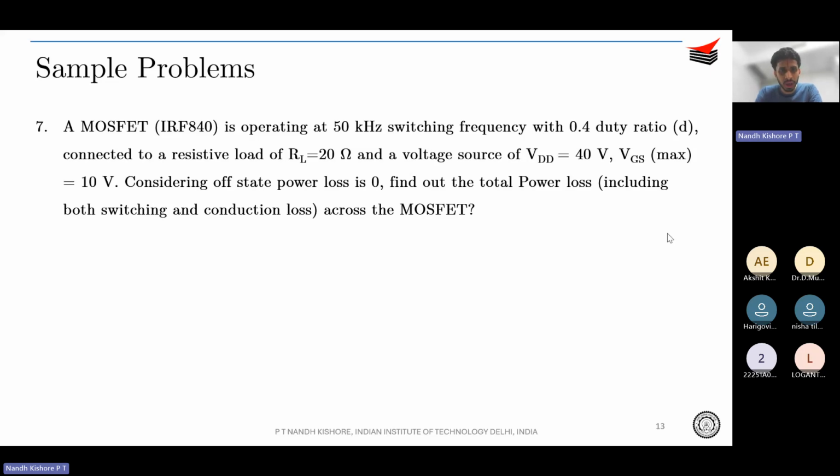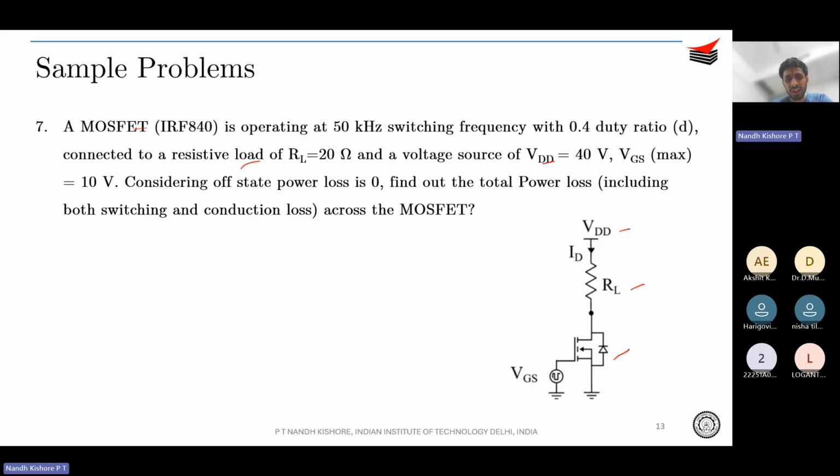So you just need to find the power loss, and they have given the switching frequency, the duty ratio, the load, the voltage source, and VGS. First things first, you need to construct the circuit. The MOSFET is connected with a load, so you have a voltage source, a MOSFET, and a resistive load. You have your VDD, RL, and the MOSFET with the gate-source voltage VGS given. So this is the circuit. Once you draw it, things become simpler.